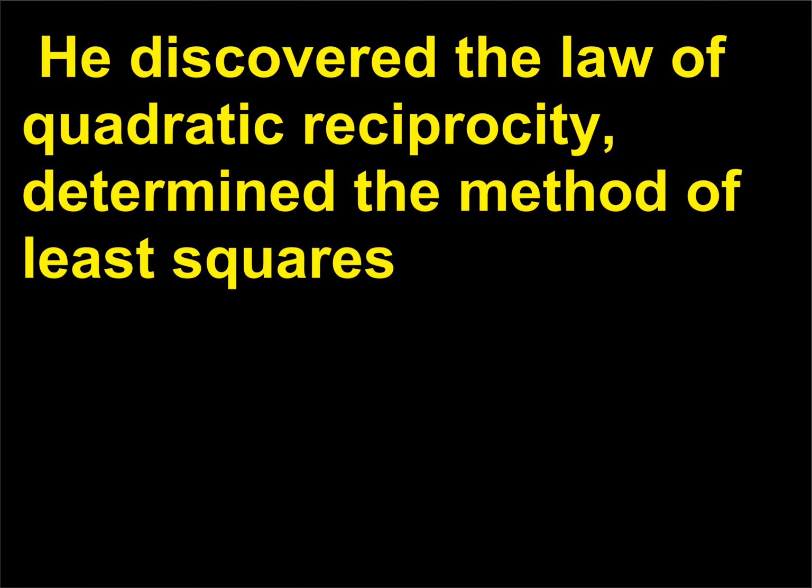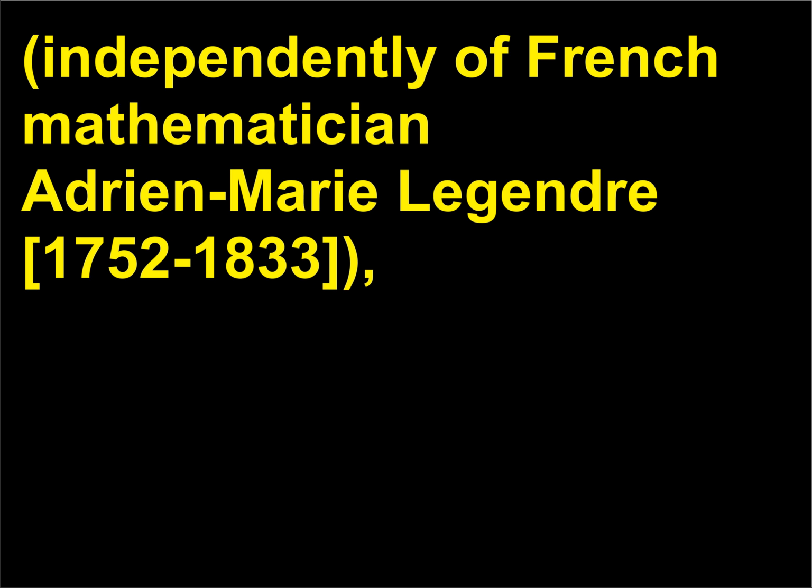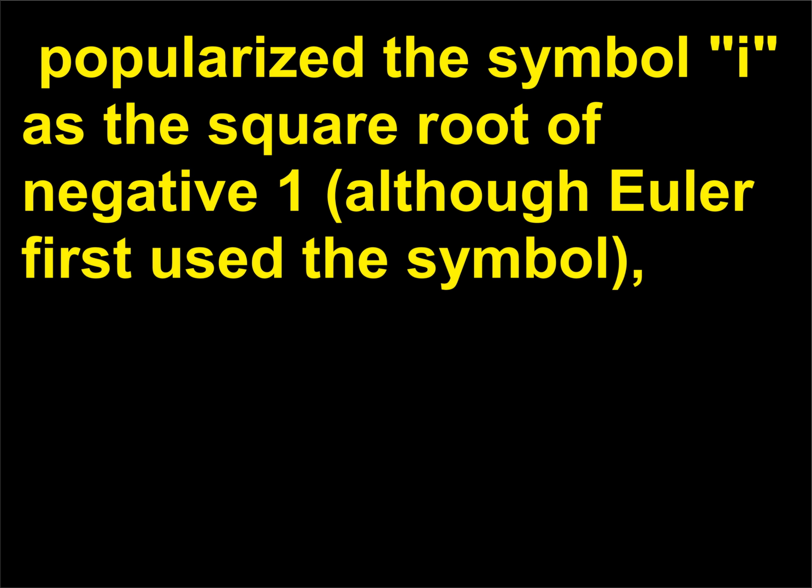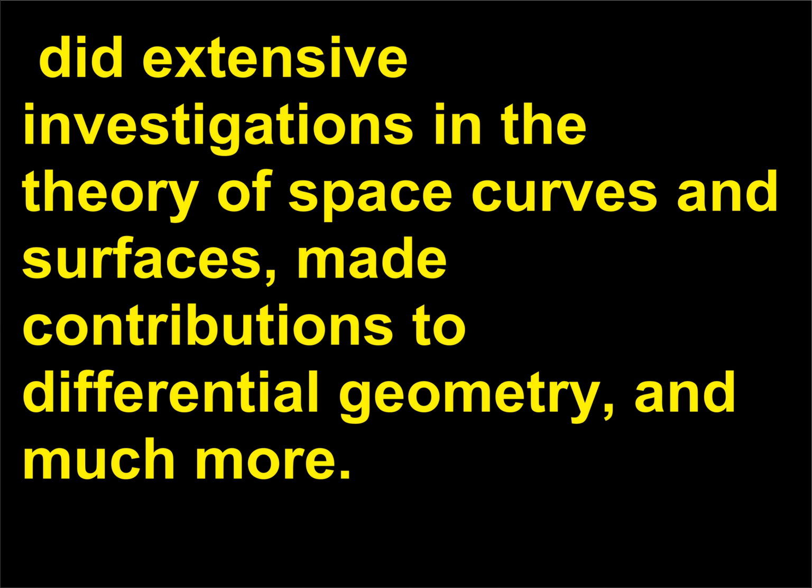He discovered the law of quadratic reciprocity, determined the method of least squares independently of French mathematician Adrien-Marie Legendre, 1752–1833, popularized the symbol i as the square root of -1, although Euler first used the symbol, did extensive investigations in the theory of space curves and surfaces, made contributions to differential geometry, and much more.